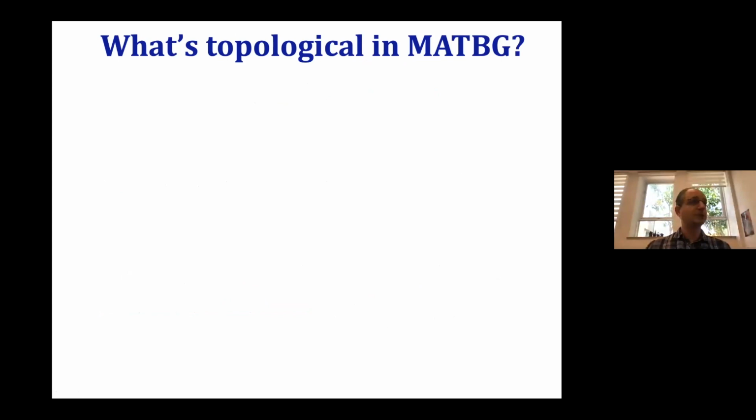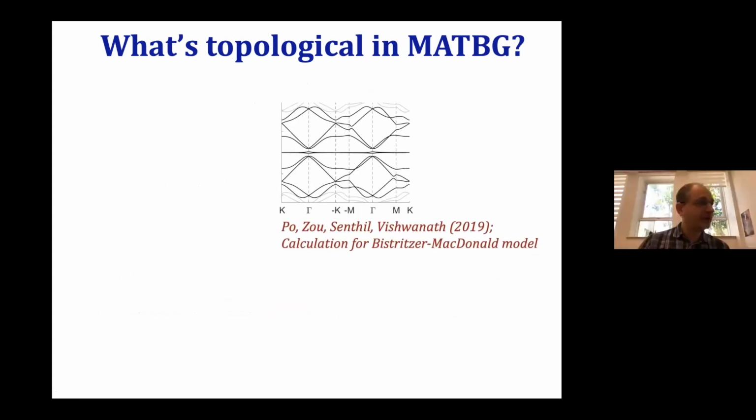So first I'd like to describe what's actually topological about the bands of magic angle graphene. It turns out that there's a particularly interesting and subtle form of band topology that appears. Okay, so here again is a calculation of the band structure from the Bistritzer-MacDonald model of twisted bilayer graphene. Here are the two narrow bands, and there are other much more broad bands. These bands become extremely narrow close to the magic angle.